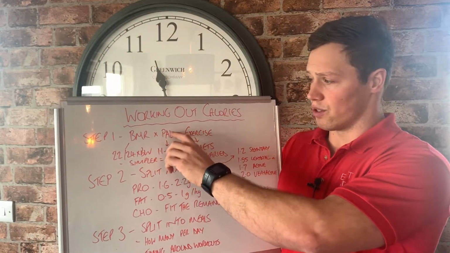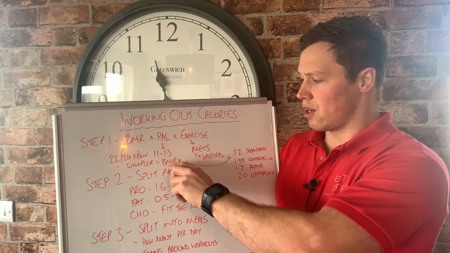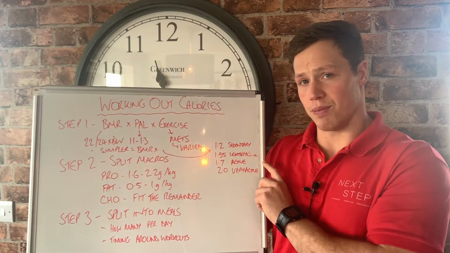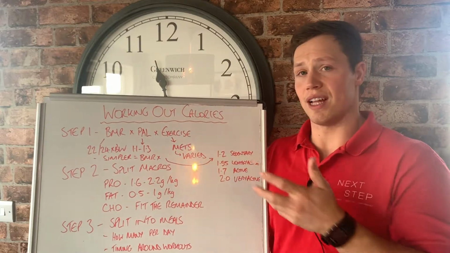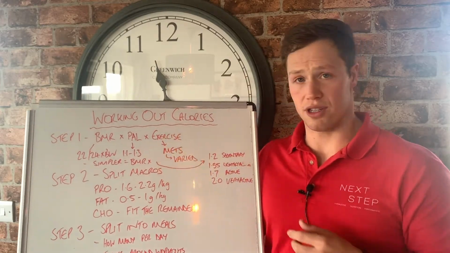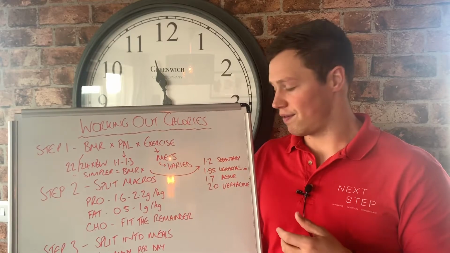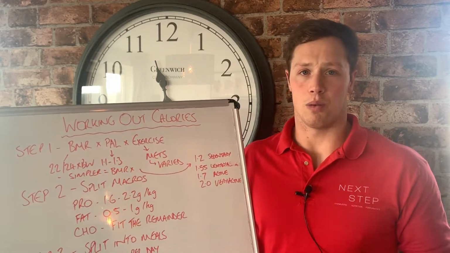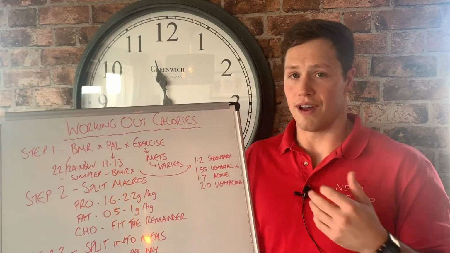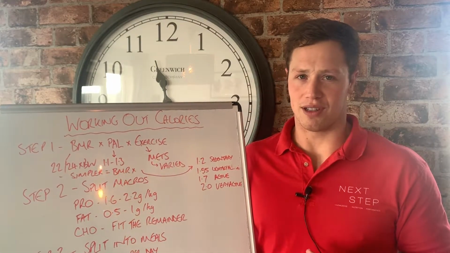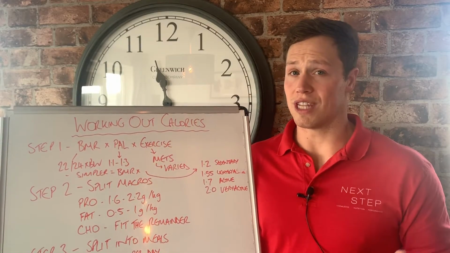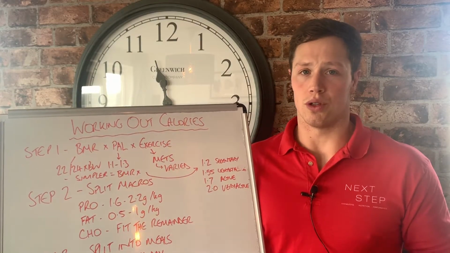From there, you can skip the PAL and the exercise and put those things together into an arbitrary activity multiplier. If you're sedentary with little exercise, times it by 1.2. If you're moderately active, times it by 1.55. If you're very active, by 1.7. And if you're very, very active, multiply it by 2. So those are combining your day-to-day activities as well as all of your training.